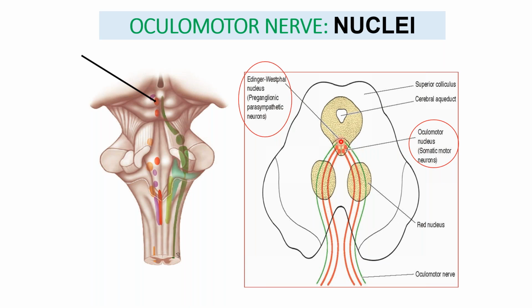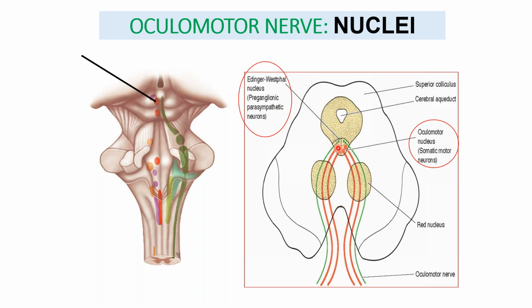Dorsal to it, at the level of the midbrain, this is the midbrain section. This is the posterior and the anterior part of it. And dorsal to this oculomotor nucleus is the Edinger-Westphal nucleus, which is carrying the preganglionic parasympathetic neurons, which are going to supply what? They are going to supply the ciliaris and the constrictor pupillae muscle. And from the main motor nucleus, somatic motor neurons, the fibers which will arise, are going to supply the extraocular muscle that we just discussed.